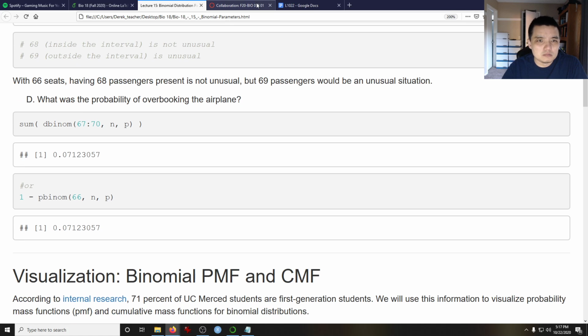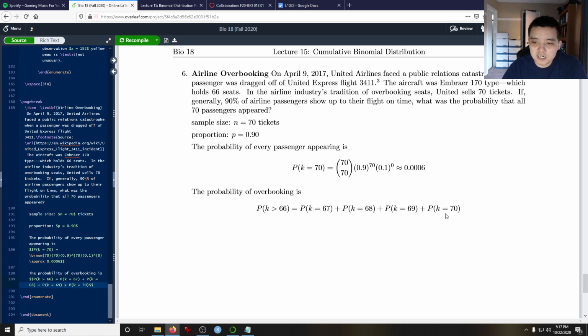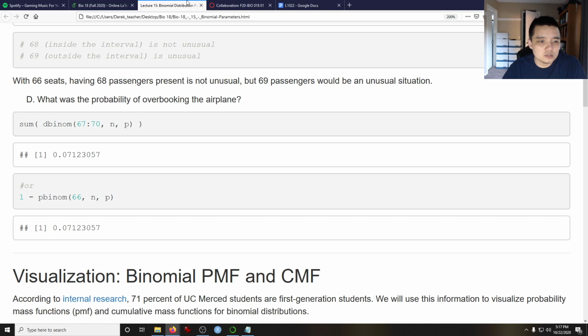And then, going back to the slides real quick. Overbooking is this slightly complicated expression here, plugging in K values 67, 68, 69, and 70. It's a little too tedious to do by hand, so we'll do this one in our studio. Plugging in those K values into our dbinom function, like such. And adding up those probabilities with the sum command.